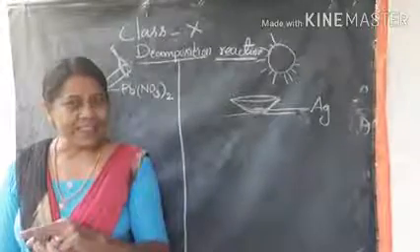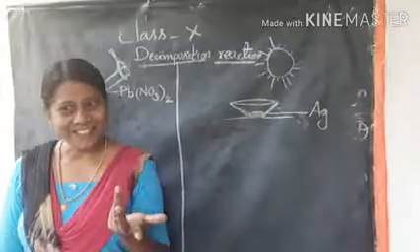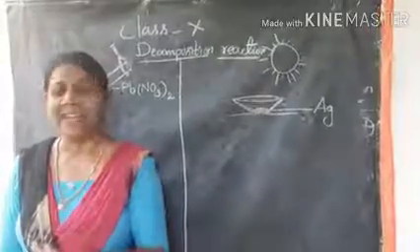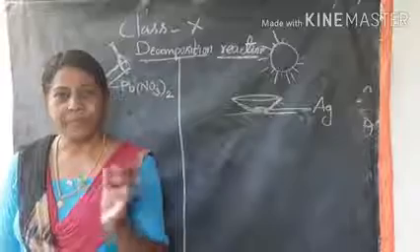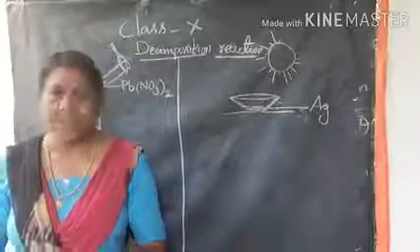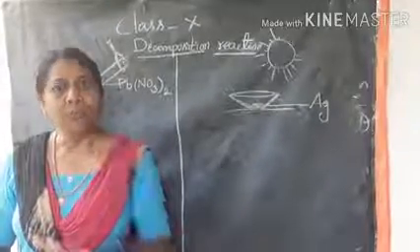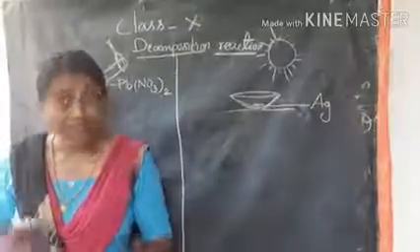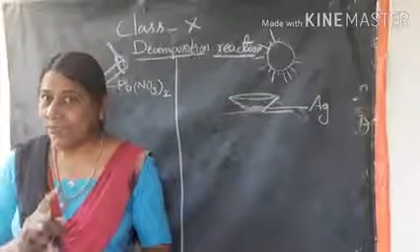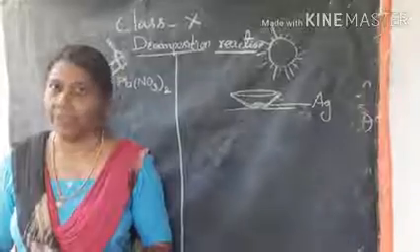Which are the two examples we have seen for decomposition reaction? Yes, ferrous sulfate is heated. Another one, calcium carbonate is heated. Okay, dear ones, for those two cases, we applied heat. Otherwise, the reaction will not take place itself.